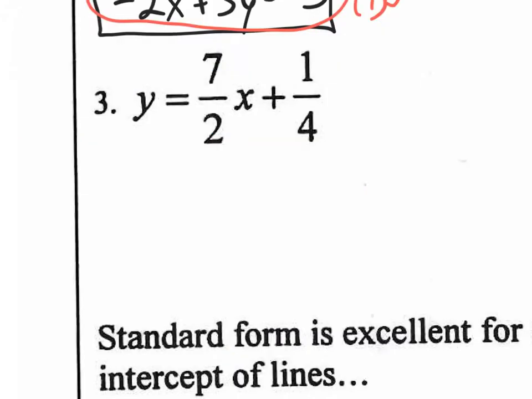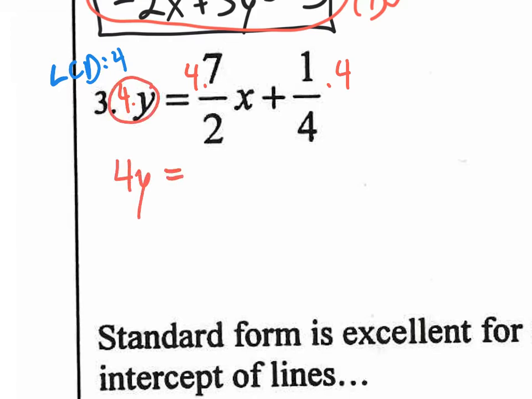Number 3, the LCD right there would be 4. Okay, so let's go, LCD is 4. So I multiply everything by 4. I multiply the y times 4, the 7 over 2 times 4, the 1/4 times 4. So right here, 4 times y, that's 4y, equals, now 4 over 2, 4 divided by 2 is 2, and 2 times 7 is 14 with the x. And over here, the 4 over 4 is 1, it cancels out, so you bring down the plus 1. So we have 4y equals 14x plus 1.